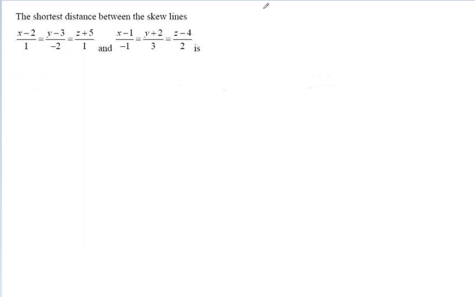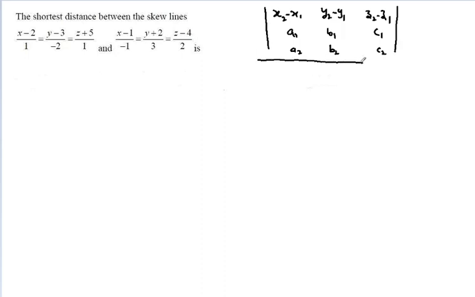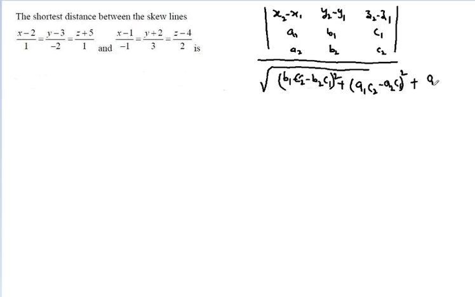The shortest distance between the lines is the determinant of x2 minus x1, y2 minus y1, z2 minus z1; a1, b1, c1; and a2, b2, c2, all divided by the square root of (b1 c2 minus b2 c1) whole square plus (a1 c2 minus a2 c1) whole square plus (a1 b2 minus a2 b1) whole square. This is the shortest distance between the skew lines.